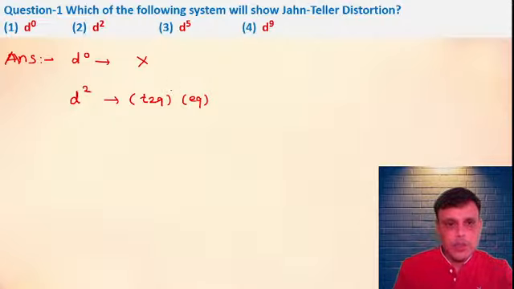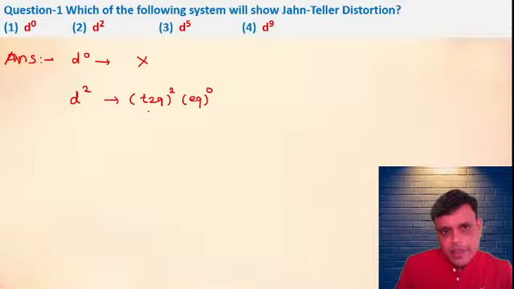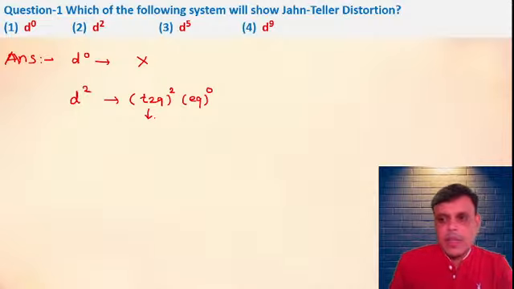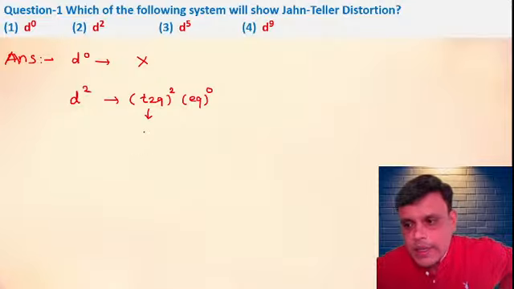Grisha, correct. T2G2 and EG0. So is it symmetrical filling or unsymmetrical filling? Tell me. Everyone is saying the correct electronic configuration. Now tell me, is T2G2 symmetrical filling or unsymmetrical filling of electrons?